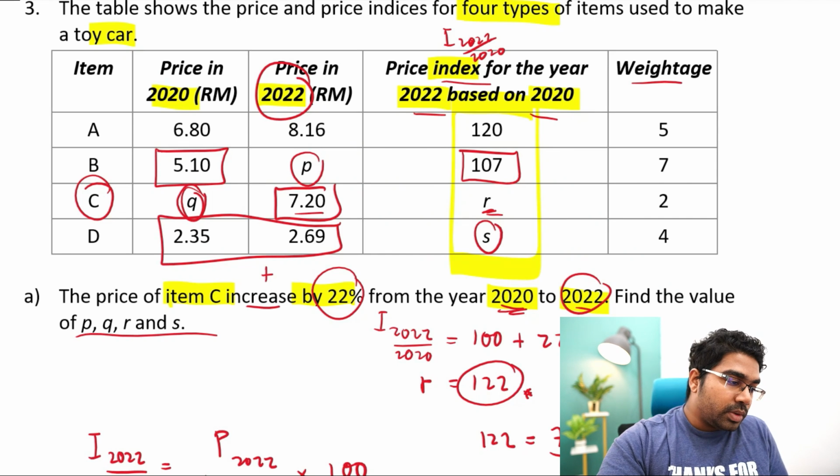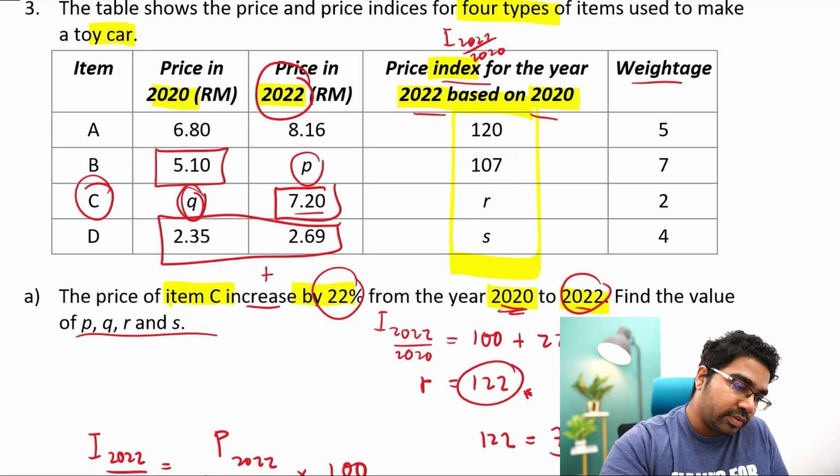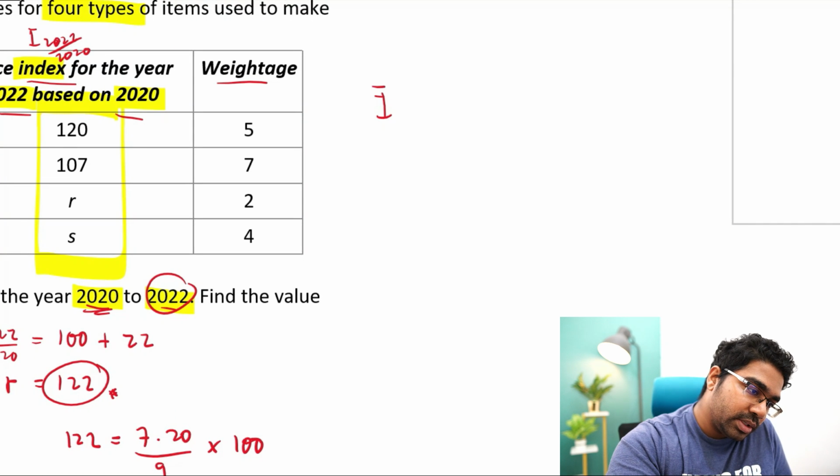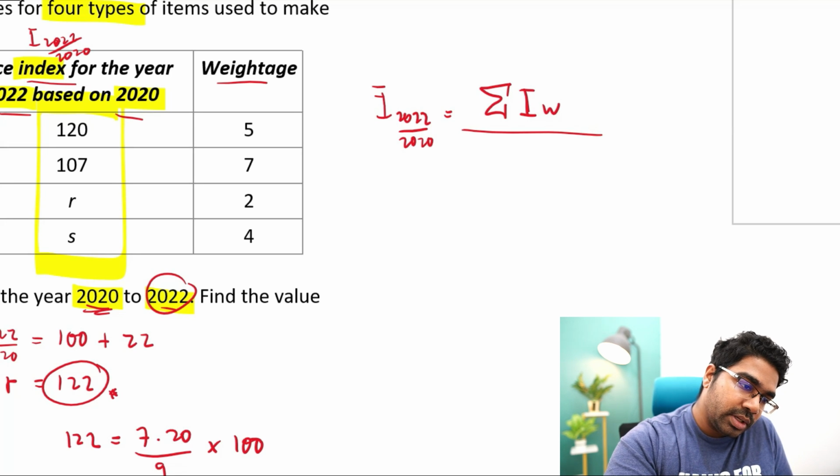So now we are going to do composite index. We need the composite index formula. And what is the composite index formula? I composite for 2022 based on 2020 will be equal to the sum of the product of index and weightage. The index has to be of 2022 based on 2020, multiplied with the weightage, over the sum of weightage.